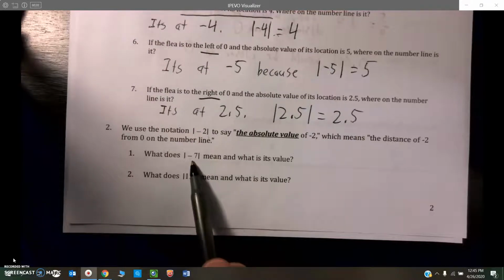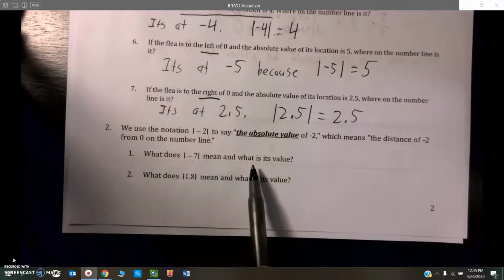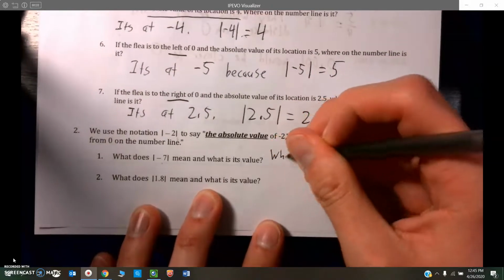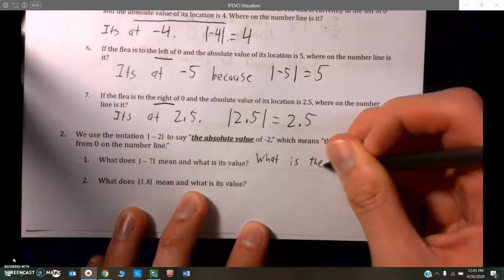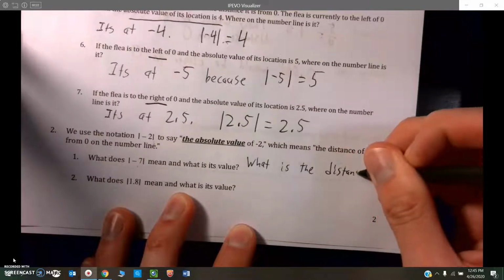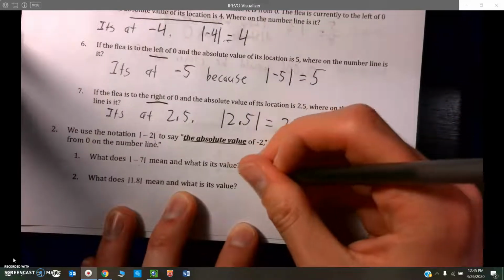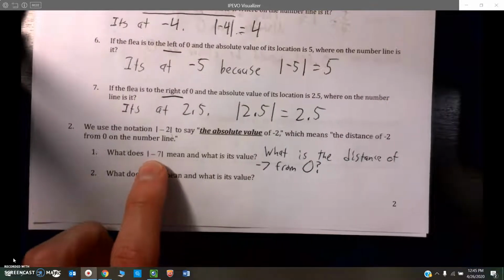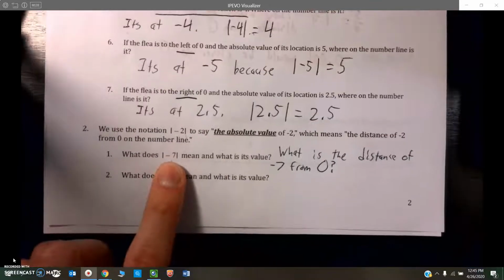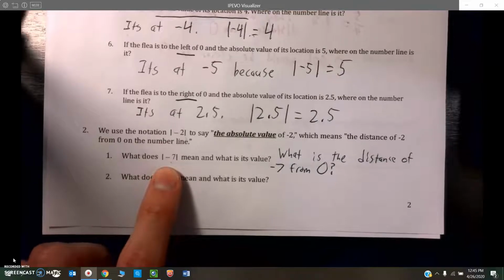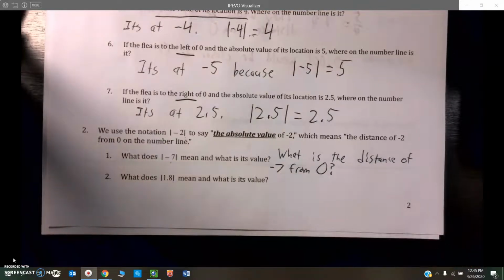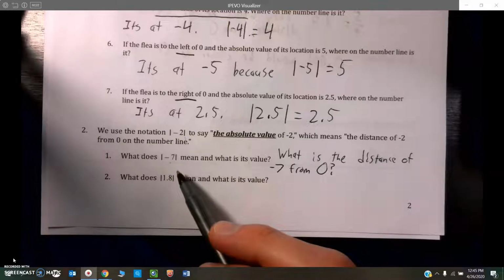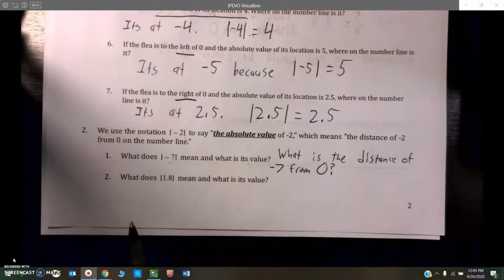So what does the absolute value of -7 mean? And what is its value? It means what is the distance of -7 from 0. That's what this is asking. Anytime you see the absolute value symbol, absolute value notation, you should be asking yourself, what is the distance of this number from 0?